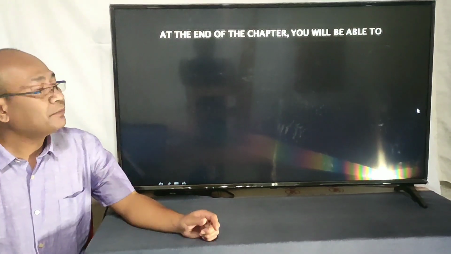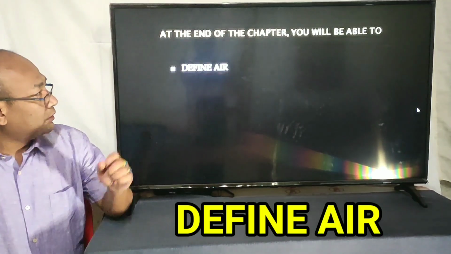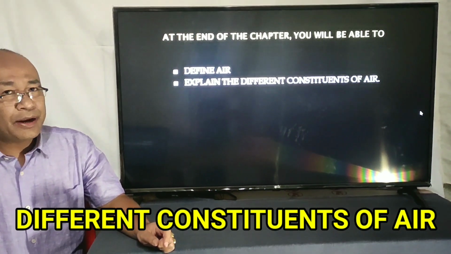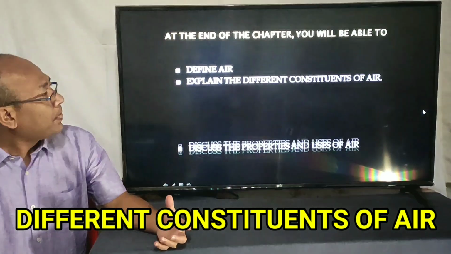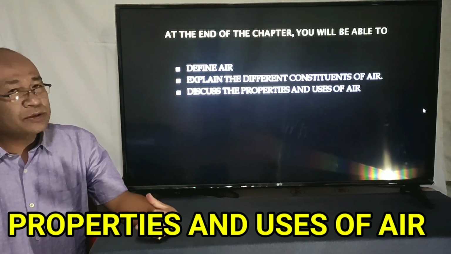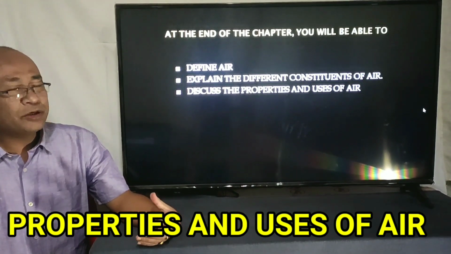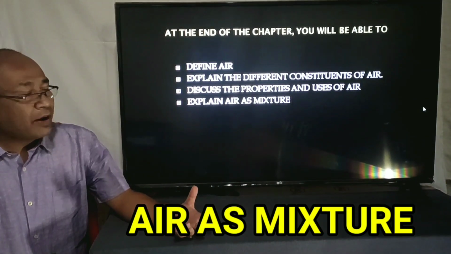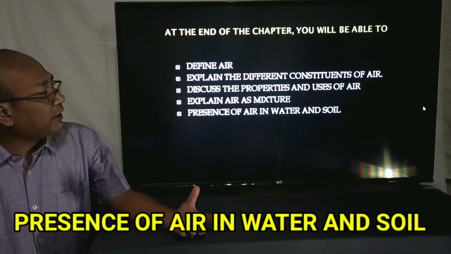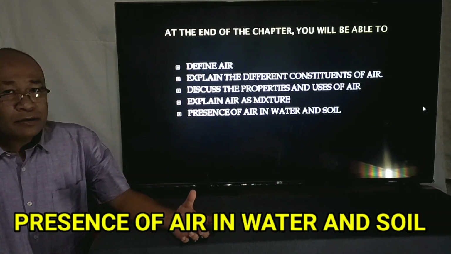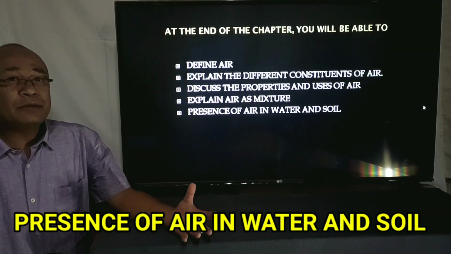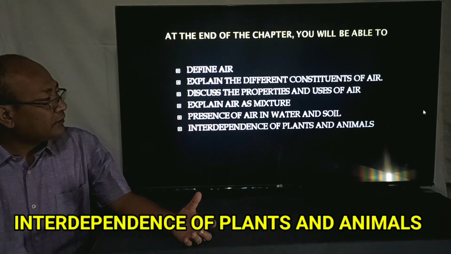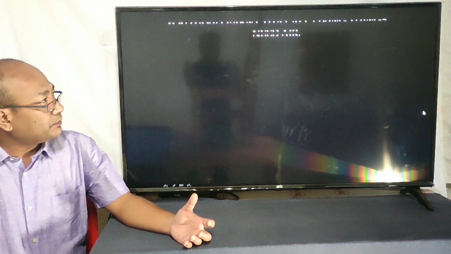At the end of the chapter, you will be able to define air, explain the different constituents of air, so what is present in air, discuss the properties and the uses of air, the characteristics of air and the uses where we use air, explain air as a mixture, the presence of air in water and soil, whether air is present in water and soil, and the interdependence of plants and animals.